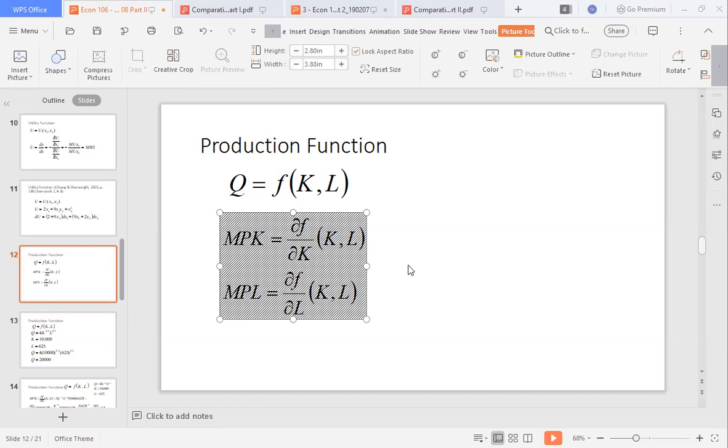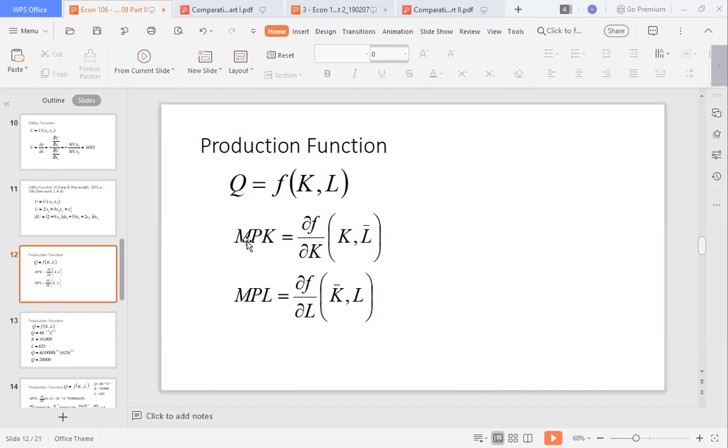Now, just to emphasize, na we are just holding L constant here. So we can write it here, K and then here. MPK means a change in K, and we are holding L constant. We also have our MPL. So again, MPL is the rate at which output changes with respect to labor with capital held fixed at K.